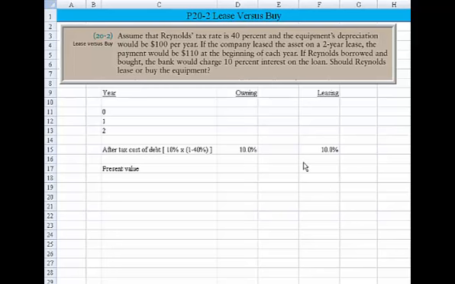Okay, what I've done is I've staged the problem in front of us. We'll take a look at owning the equipment and evaluate this using present value versus leasing. Now let's cover the lease first. 2-year lease, the payment would be $110 at the beginning of every period. So we can essentially assume, I'll just turn the colors back on here, that we've got payments that look like this.